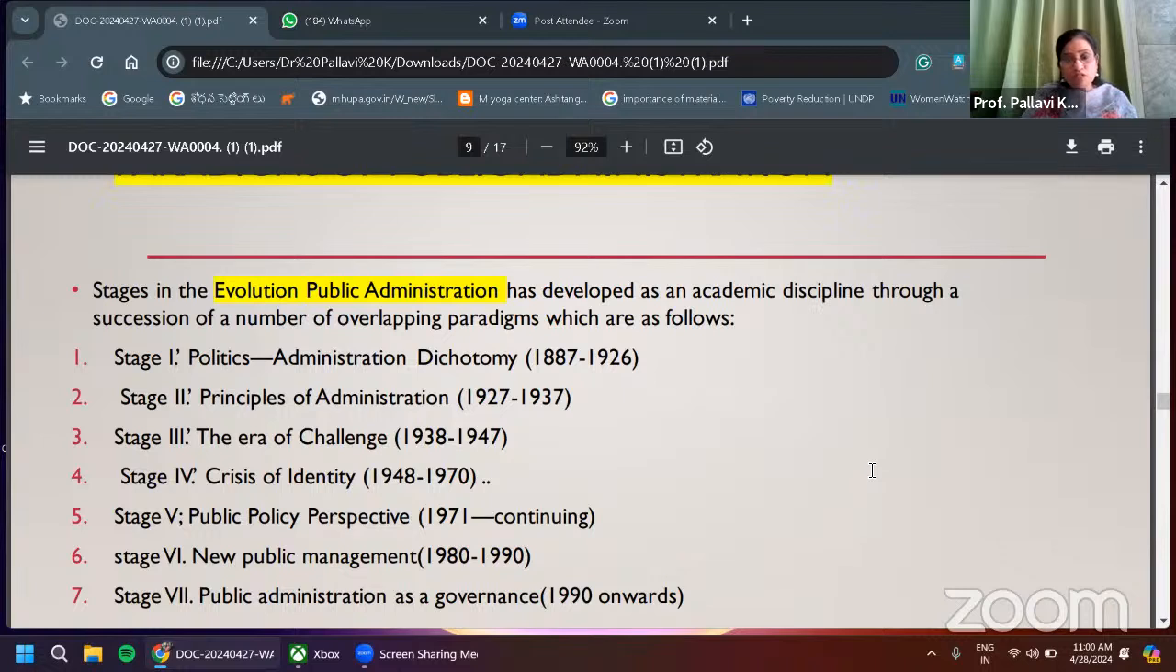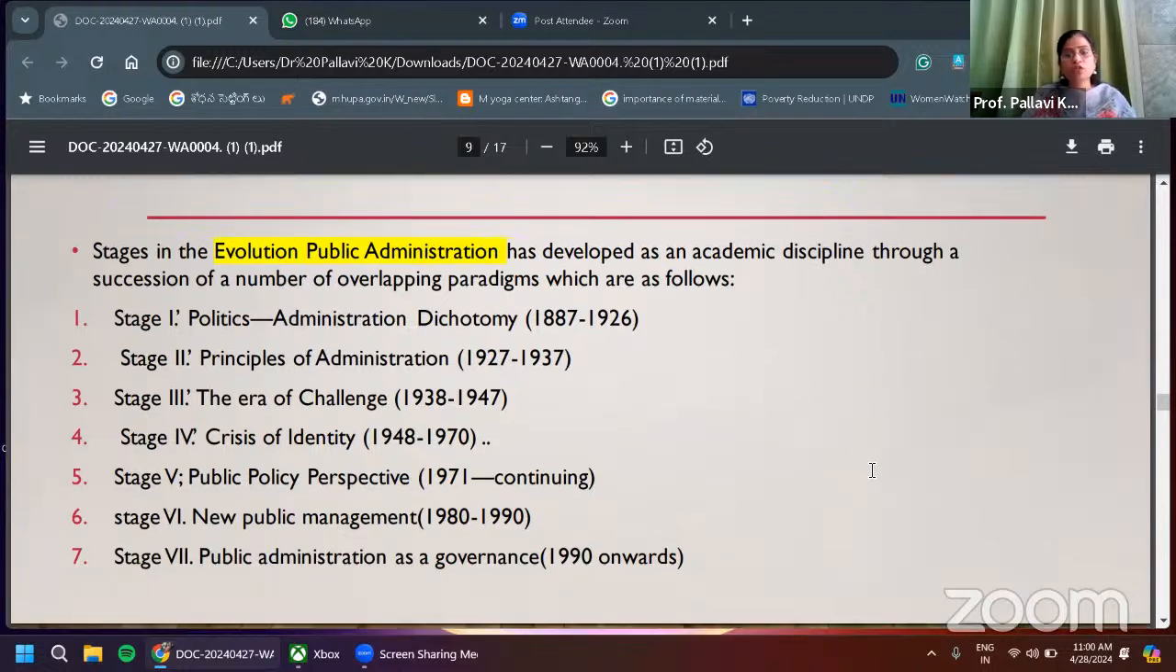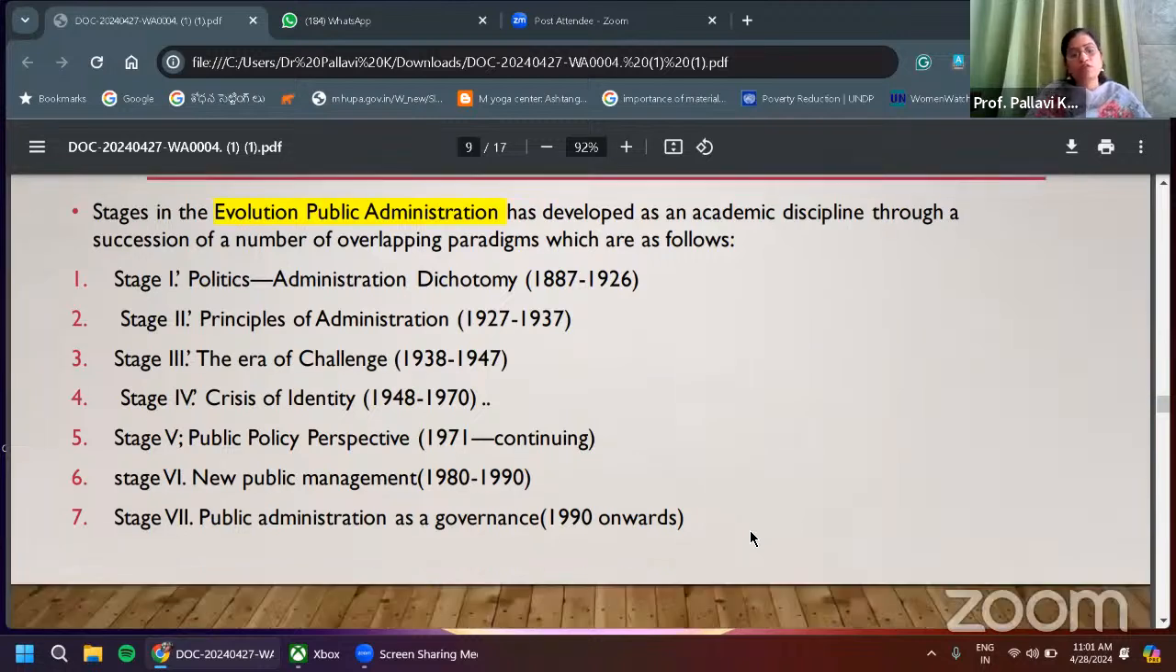That is the first stage in the evolution of public administration. In the second stage, the principles of administration, that is from the year 1927 to 1937. Whatever we discussed previously regarding the principles of public administration, about Luther Gulick, what he said, and Urwick and all, all comes under these principles of administration. Then the era of challenge, that is the third stage, 1938 to 1947. And crisis of identity, that is 1948 to 1970.